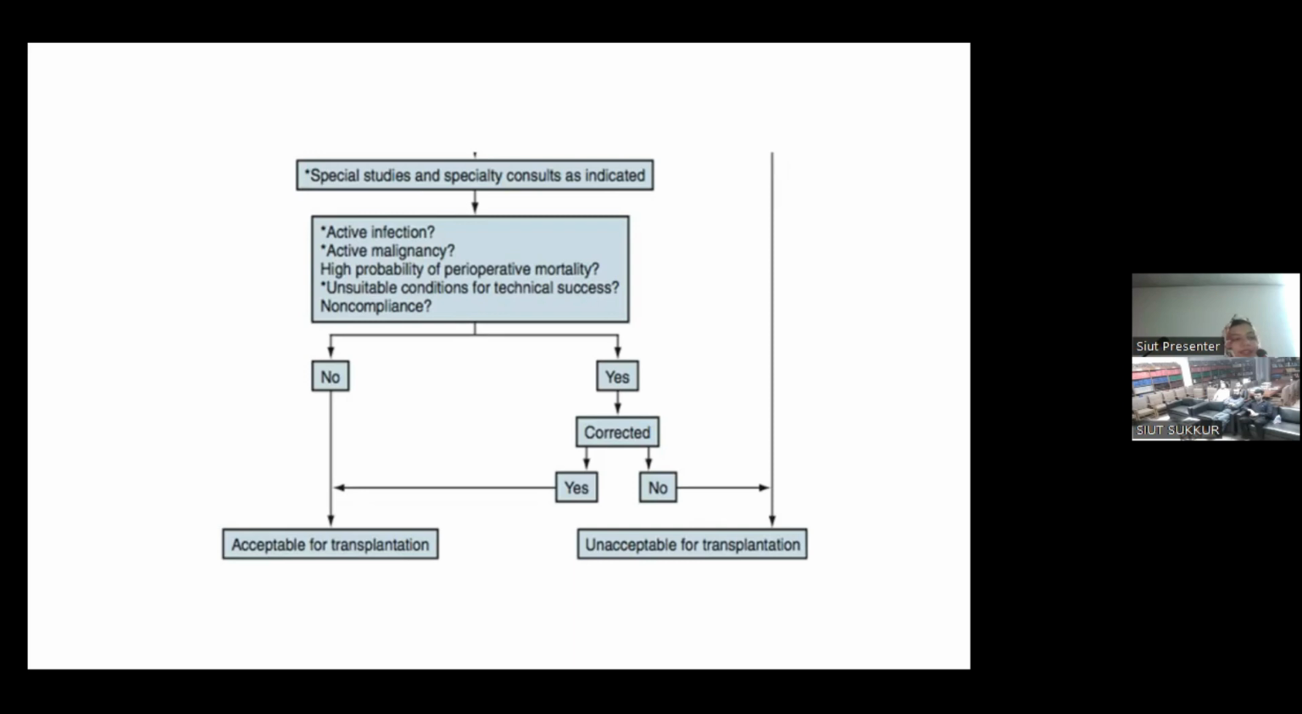So as indicated, we should also go for special studies and special consults. Every patient is individual and has individual needs and individual investigations as well. For example, for a woman more than 40 years, we should go for a mammogram. After going through all those investigations, if the patient is fit and fulfilling all the criteria, or if they are not fitting the criteria but those criteria are corrected, then the patient can go for a transplantation. So it's a very long journey in which they have to go through a lot of investigations and tests, and after all these things have been done, the patient is accepted for a transplantation.